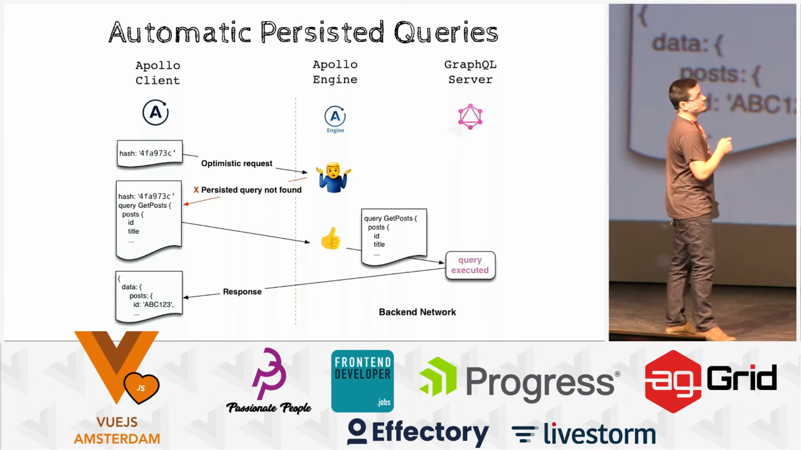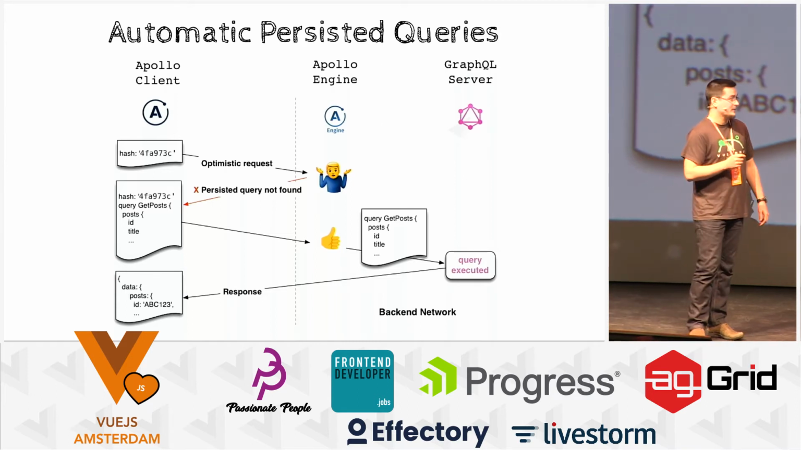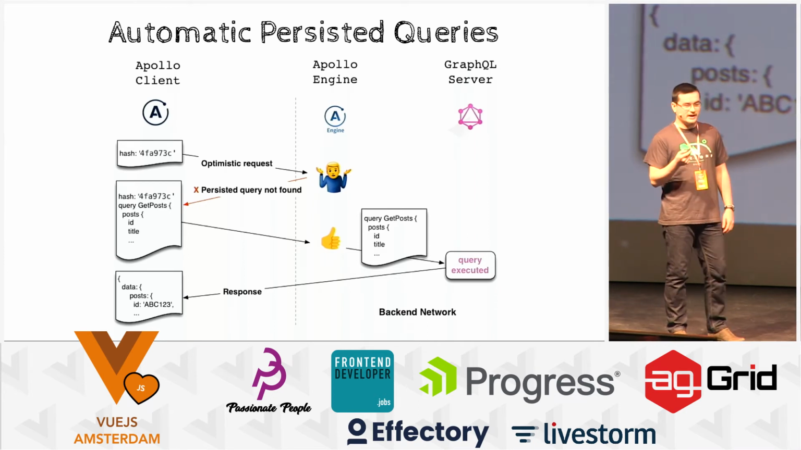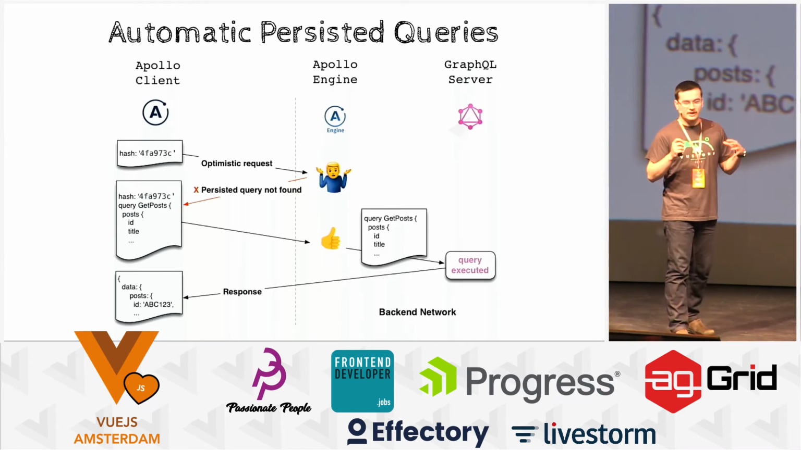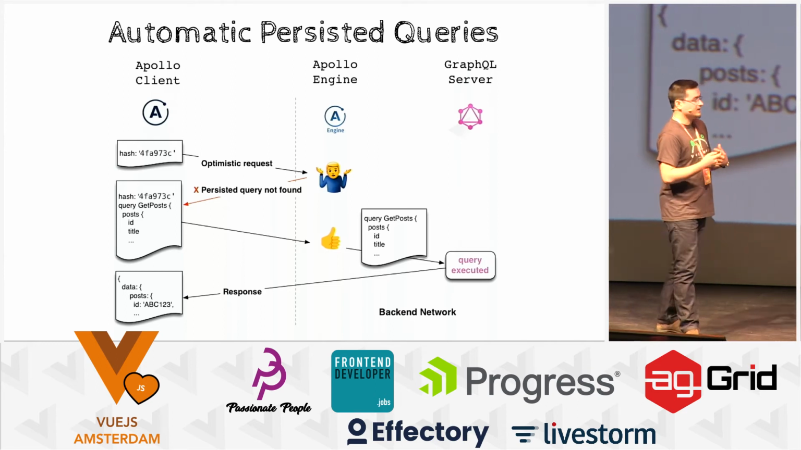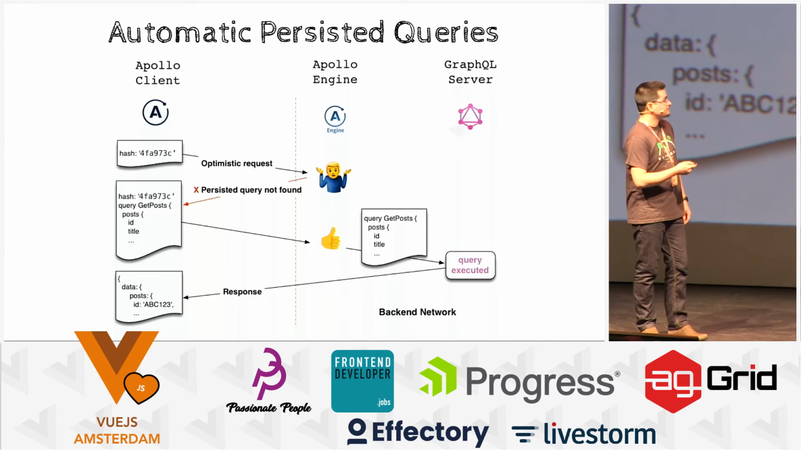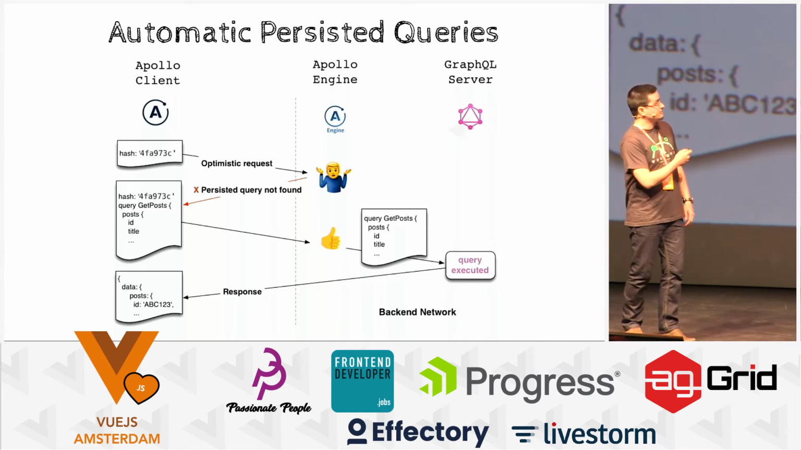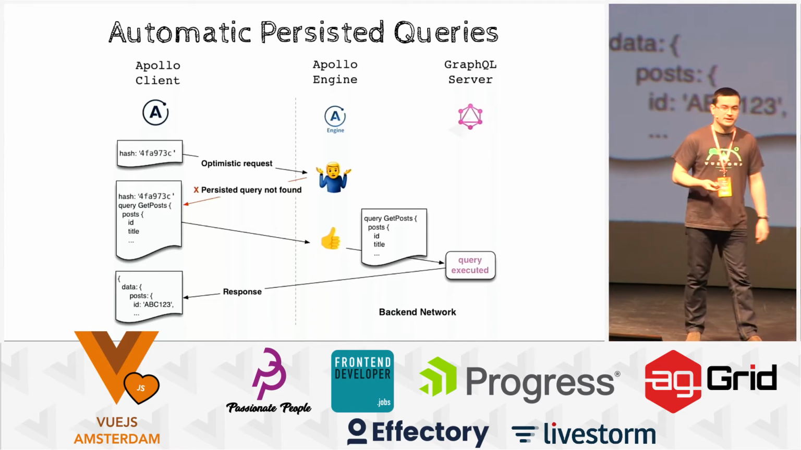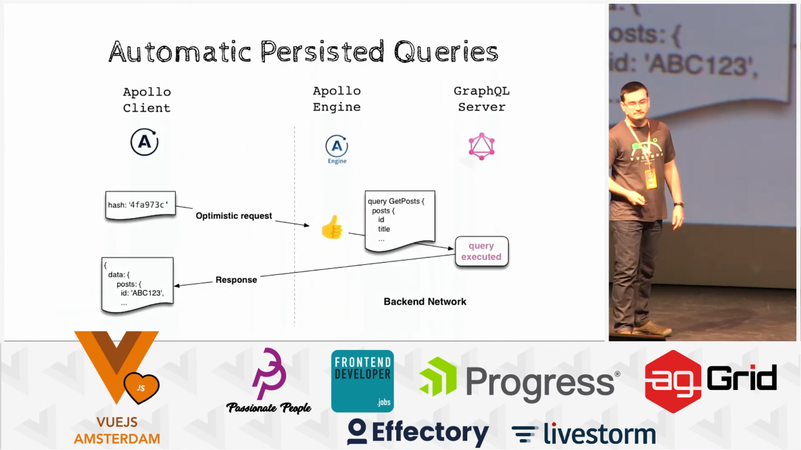So what's a persisted query? It's generating a hash for each query in your app, and then using it to identify this query on the server, so the server knows which hash is which query, and then you only have to send the hash. You don't have to send the whole GraphQL query. So this is how it works. The first time, the server doesn't know your query, so it says, oh, I don't know your query, send me the full query, and then you can just send the hash.